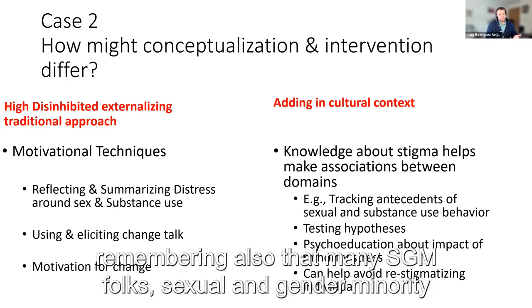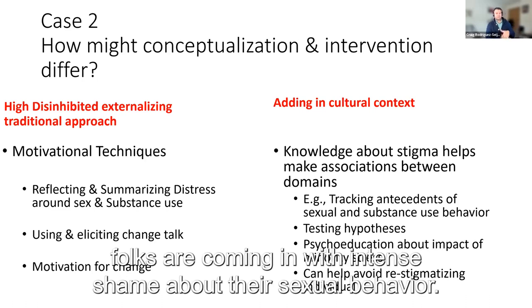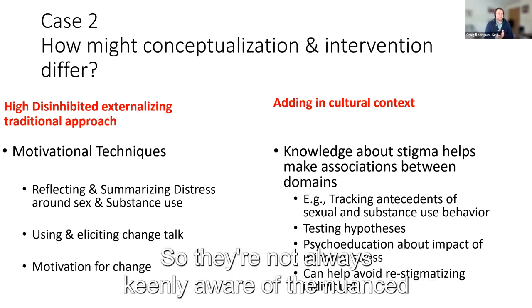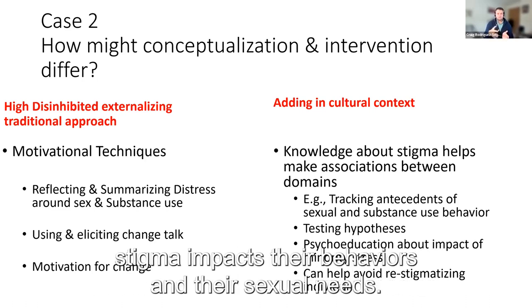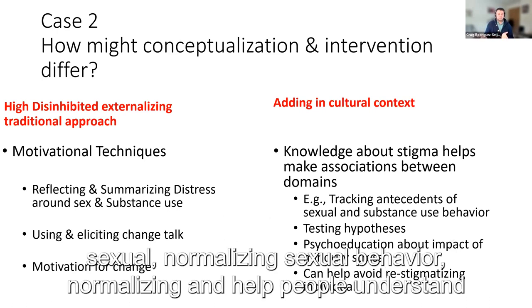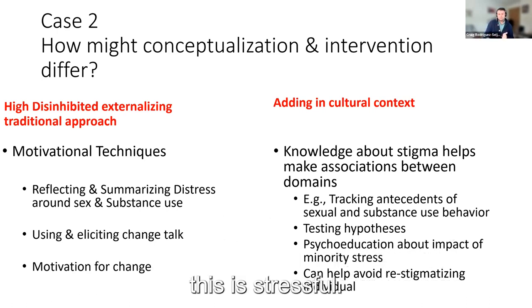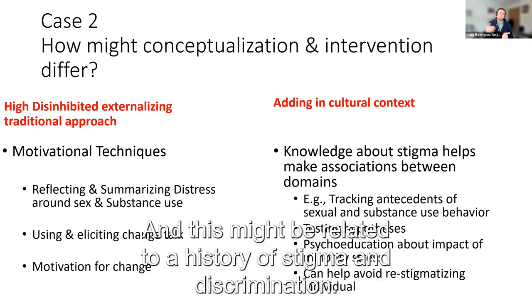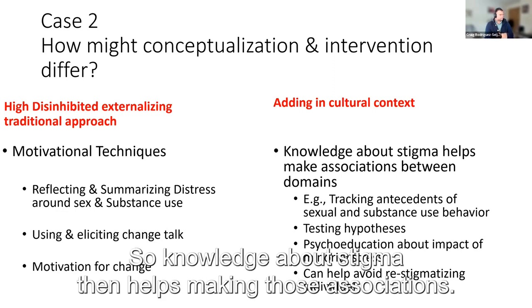And then remembering also that many SGM folks, or sexual and gender minority folks, are coming in with intense shame about their sexual behavior. So they're not always keenly aware of the nuanced ways in which stigma impacts their behaviors and their sexual needs. So without adding that kind of context, you could miss important ways to normalize experiences, normalizing sexual behavior, and help people understand this is stressful. There are negatives, but there are also positives, and this might be related to a history of stigma and discrimination. So knowledge about stigma then helps make those associations.